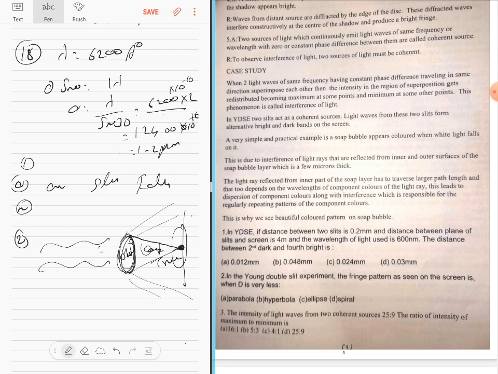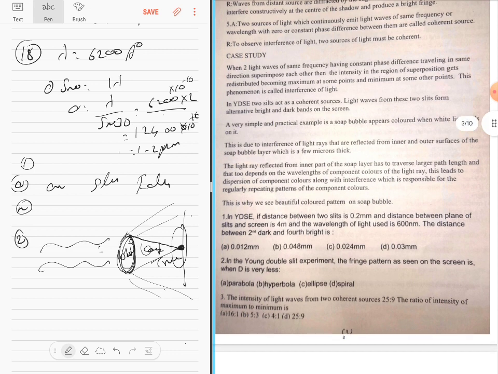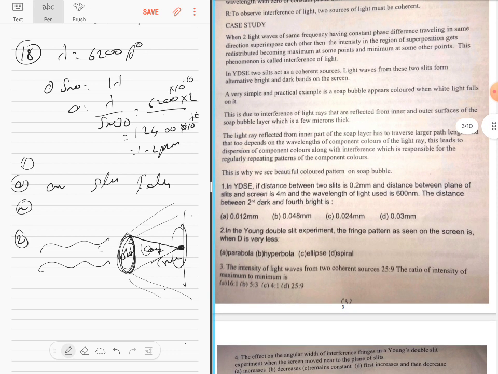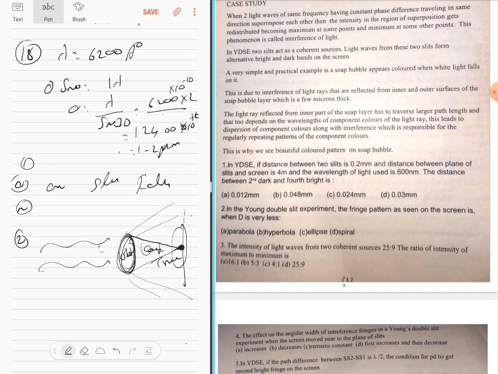In Young's double slit experiment, two slits act as coherent sources. Light waves from these two slits form alternating bright and dark fringes. A very simple and practical example is a soap bubble appearing colored when white light falls on it. This is due to interference of light rays reflected from the inner and outer surfaces of the soap bubble layer, which is a few microns thick.